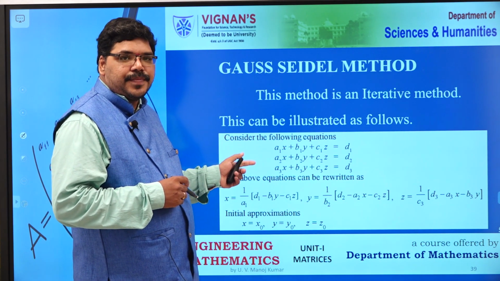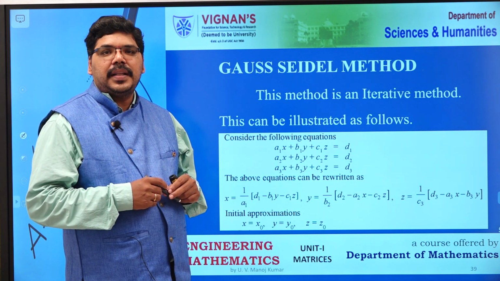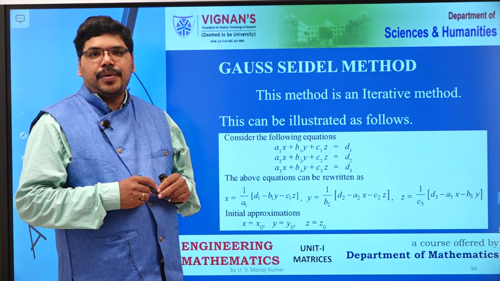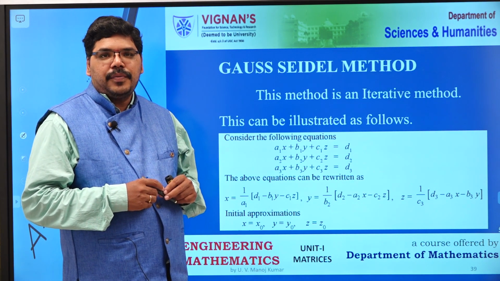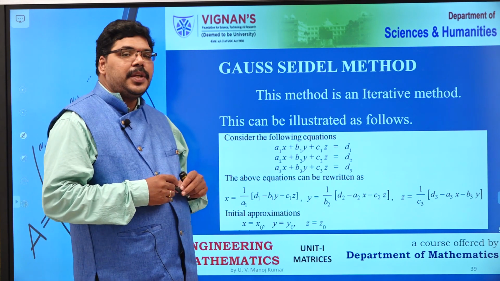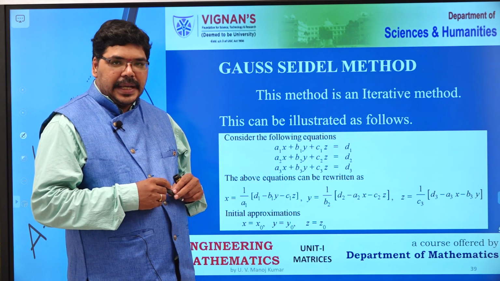3 equations in 3 unknowns. We want to find the values of the unknowns x, y, z. So the unknowns x, y, z are calculated through formulae as shown here. From the first equation, we will write the expression for the variable x.